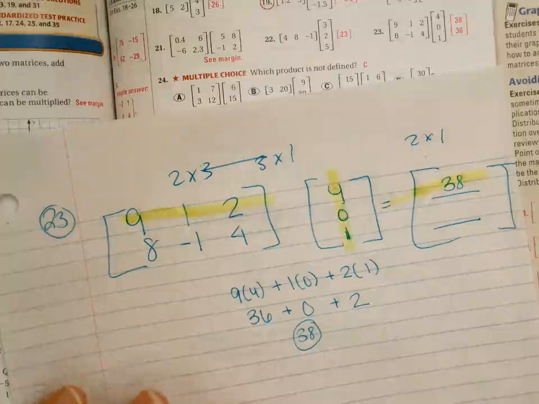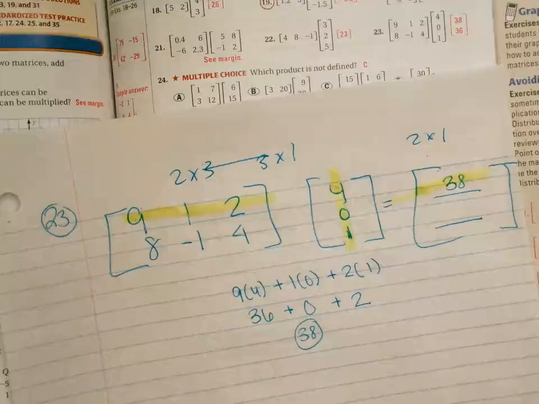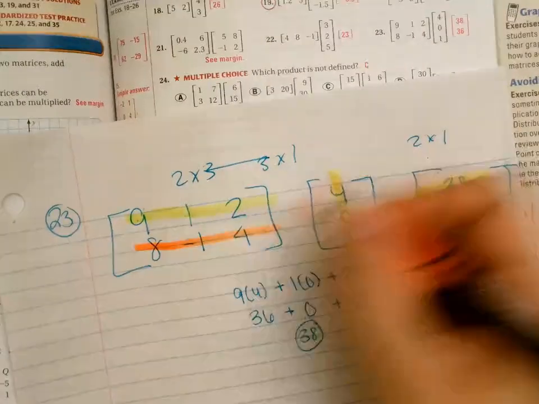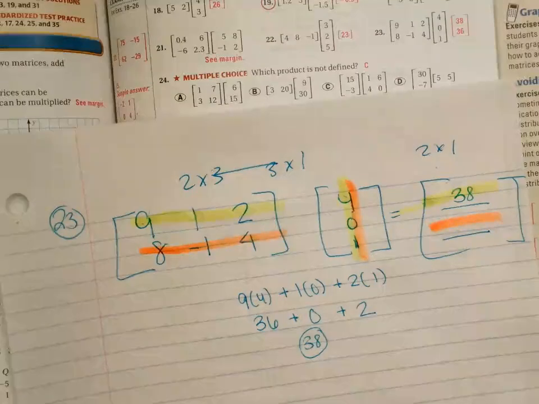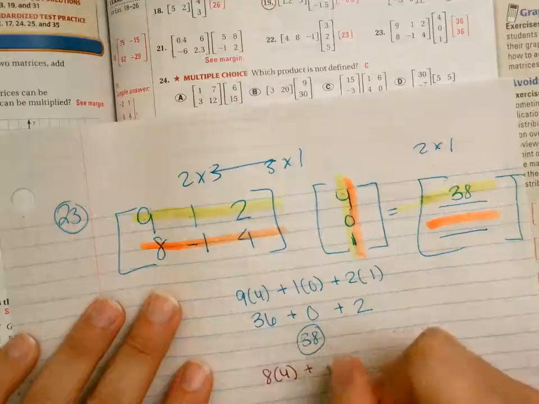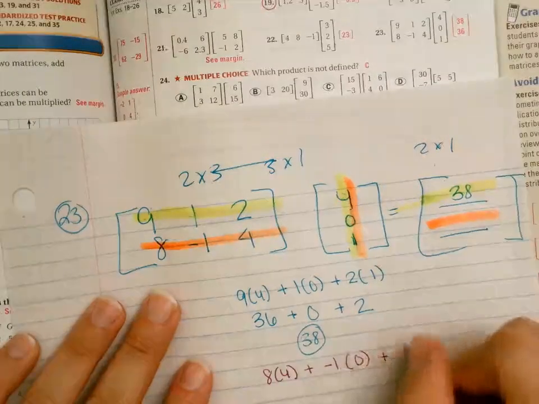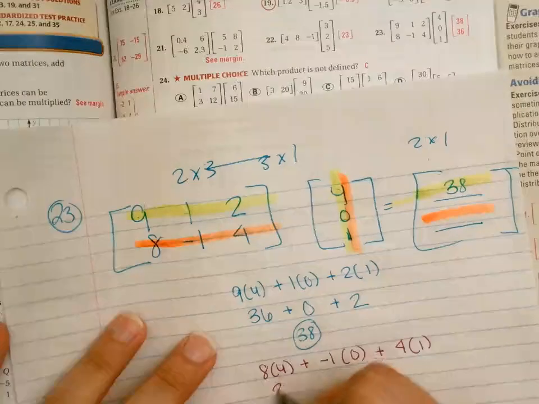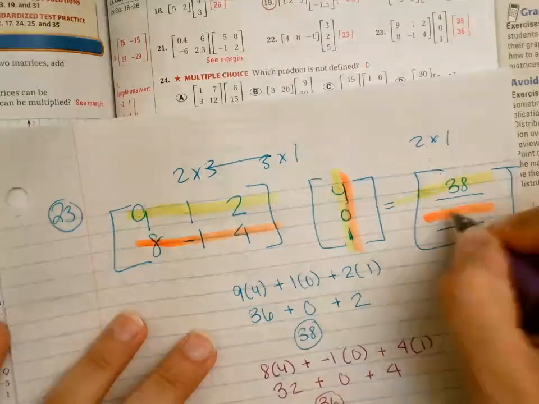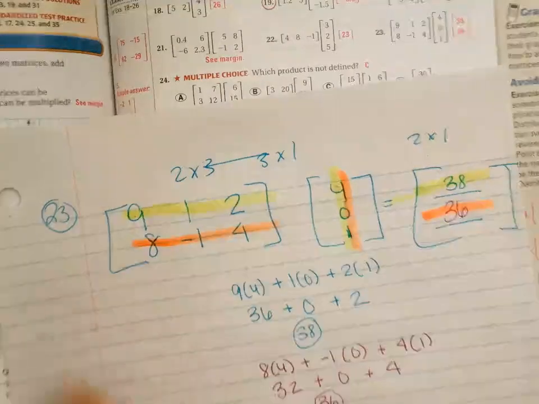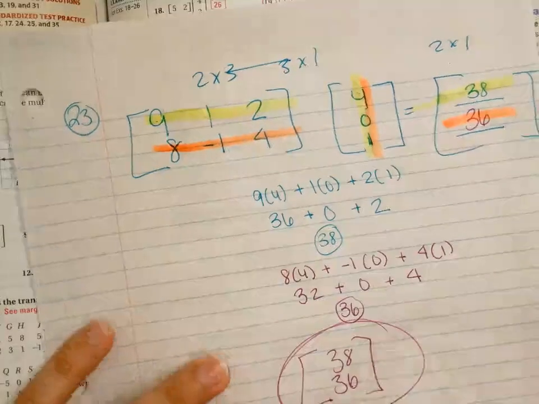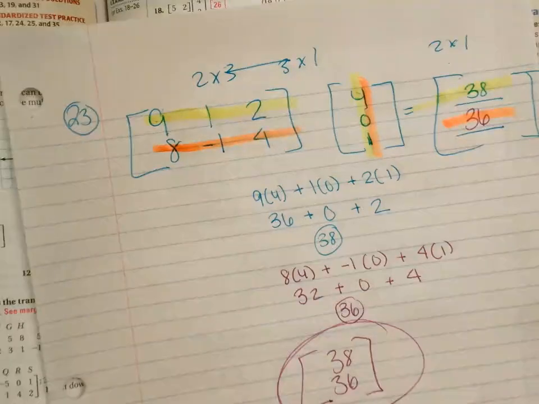Okay? And then for our other one, we have row 2, column 1. Row 2 with column 1. So for that, we have 8 times 4 plus negative 1 times 0 plus 4 times 1. 32 plus 0 plus 4. 36. So our final answer, 38, 36. And that is how you do matrix multiplication.